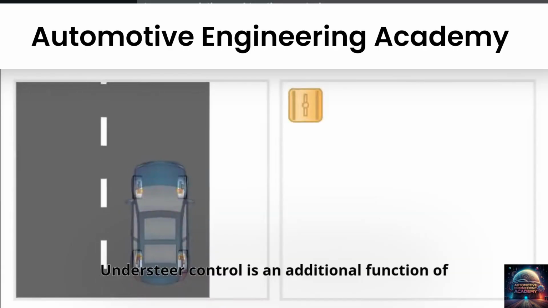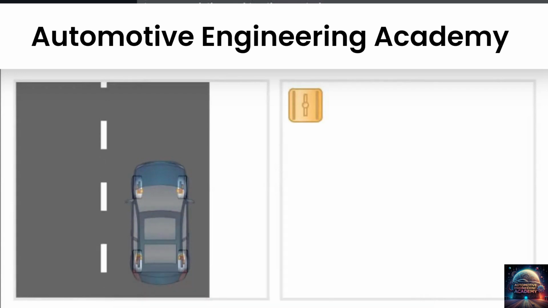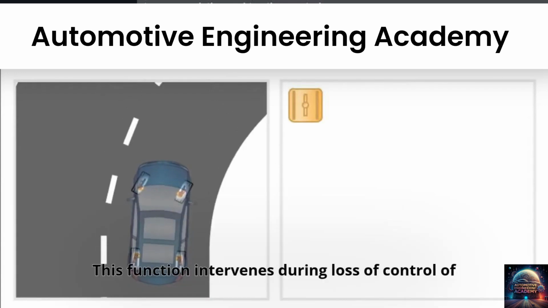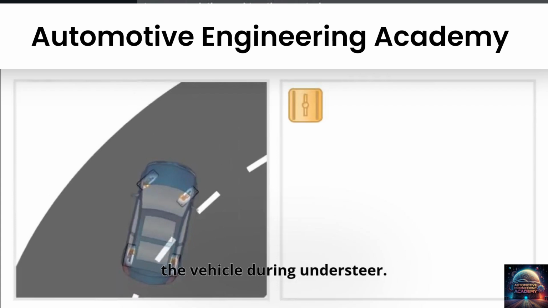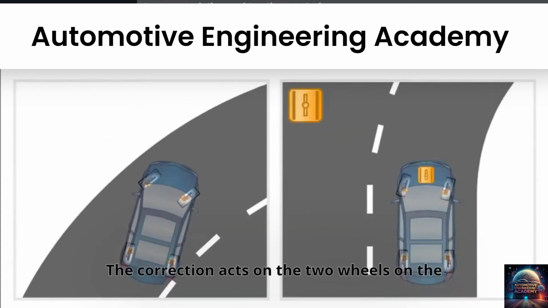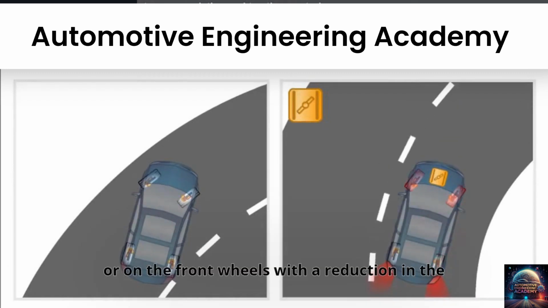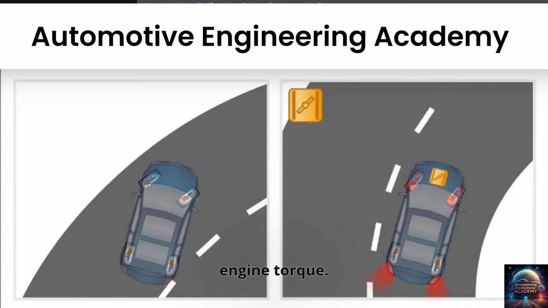Understeer Control is an additional function of the electronic stability program. This function intervenes during loss of control of the vehicle during understeer. The correction acts on the two wheels on the inside of the corner, or on the front wheels with a reduction in the engine torque.